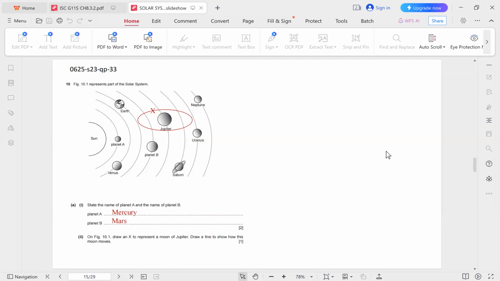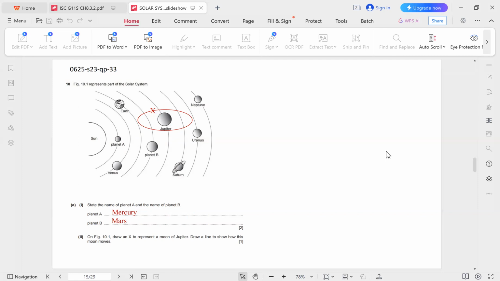On figure 10.1, draw an X to represent a moon of Jupiter. Draw a line to show how this moon moves. So we have Jupiter, and of course, all that we have to do is just draw the moon. Of course, this orbit is very large, so a more accurate answer here would be something like this. Or even smaller than that. It rotates very close to the planet.